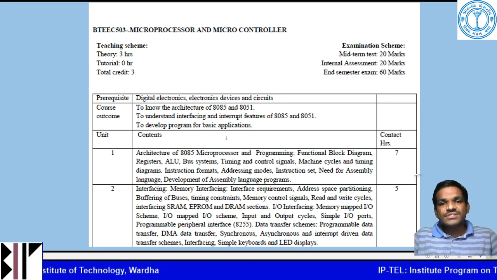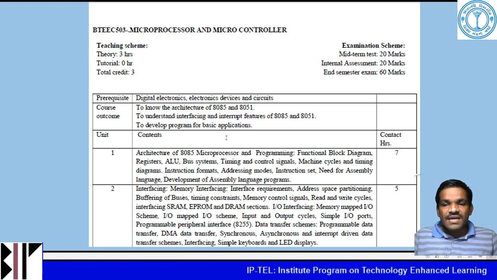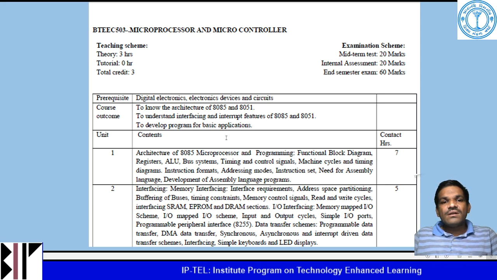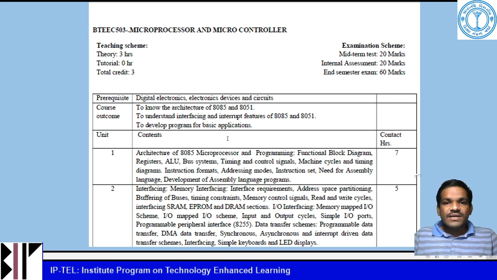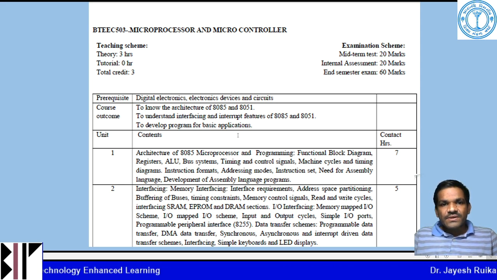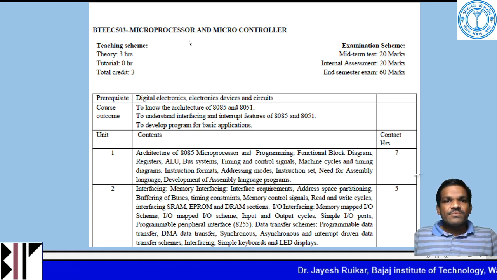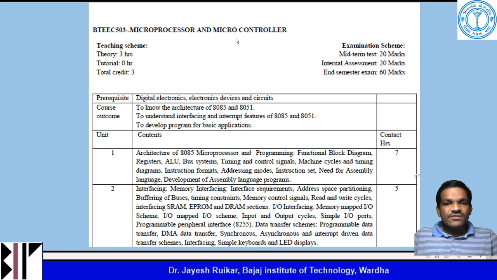So the two courses, digital electronics and solid state devices, are the prerequisites to learn and understand this microprocessor and microcontroller. I know that you have already studied these courses in your second year. These courses are of 6 units. So the total microprocessor and microcontroller subject is of 6 units or 6 modules.